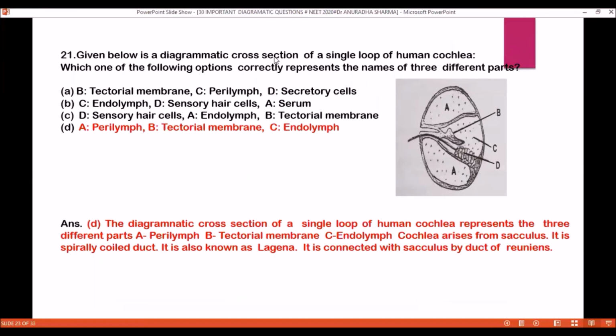Now next, given below is a diagrammatic cross section of a single loop of human cochlea. Which of the following options correctly represents the name of these parts? So the diagrammatic cross section of a single loop represents three different parts. A is perilymph, B is tectorial membrane, C is endolymph. And cochlea arises from sacculus. It is the spirally coiled duct. It is also known as lagena. So the option D, that is A perilymph, B tectorial membrane, and C endolymph, is correct.